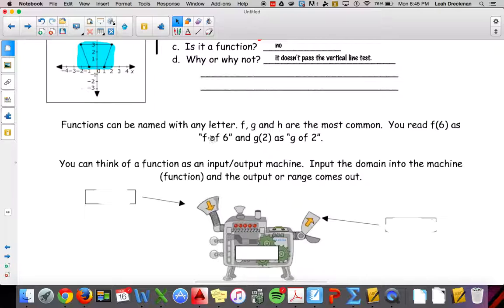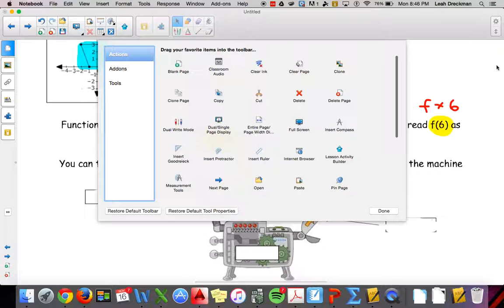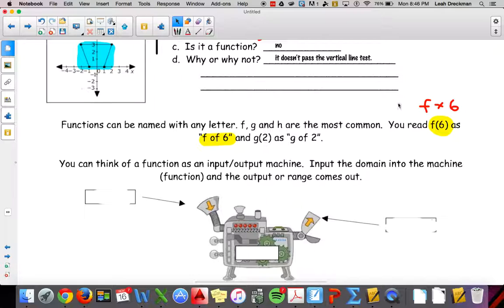So this f of 6 business right here, this is something that a lot of students will misread and misunderstand. They will think that this notation means that you are taking a variable f and multiplying it by 6. And that is not the case. Function notation is set up so that it shows an input of 6 is being plugged into the f function. All right, and this will make more sense once we do an example.